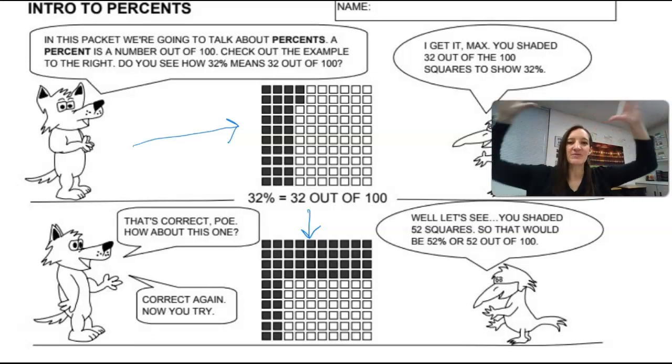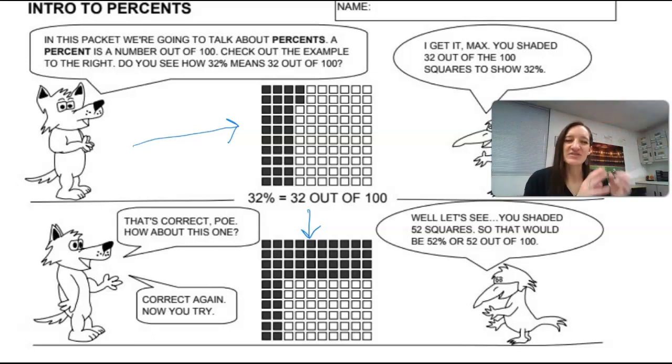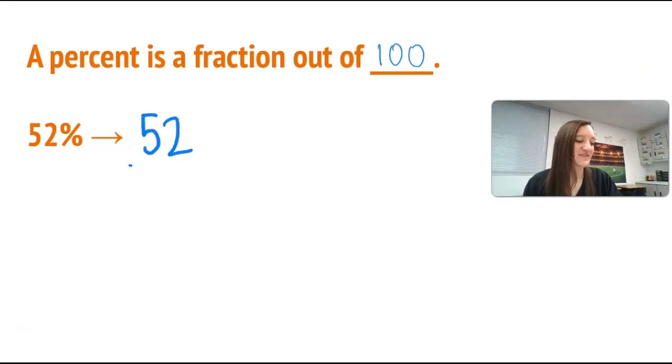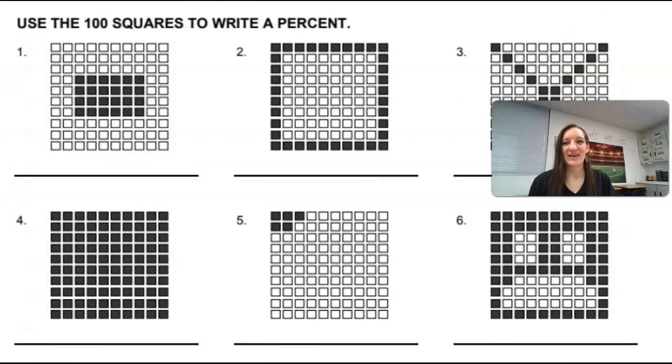We're talking about something where we have 100 of it, and we're talking specifically a number of that 100. So a percent, this is the big takeaway, a percent is a fraction out of 100. So 52% can also be written as 52 out of 100. That's all that a percent is. So let's do that. Let's create some percents.